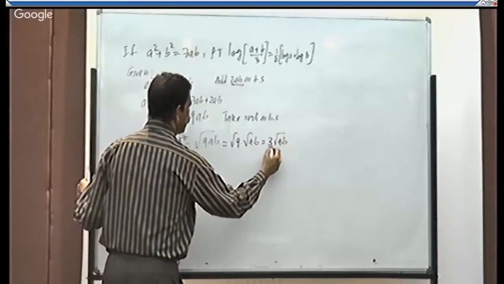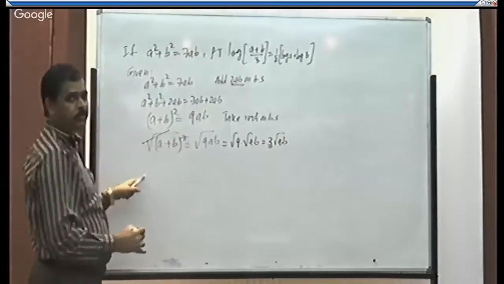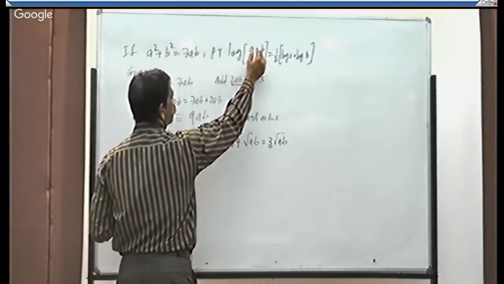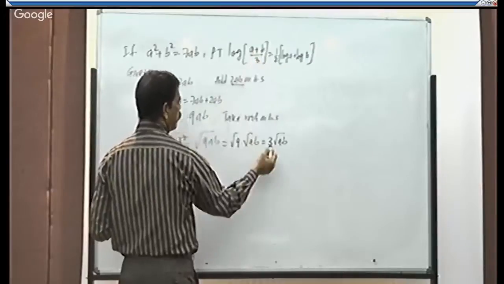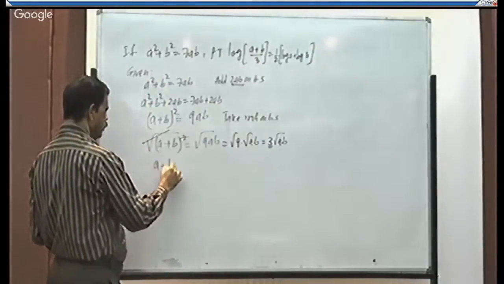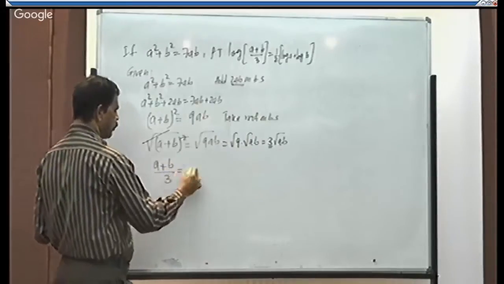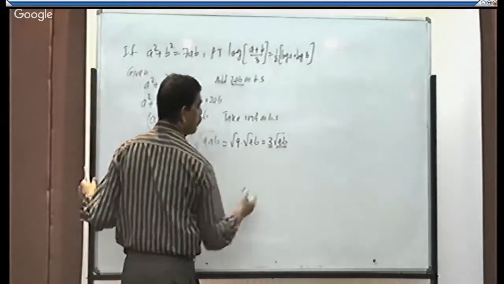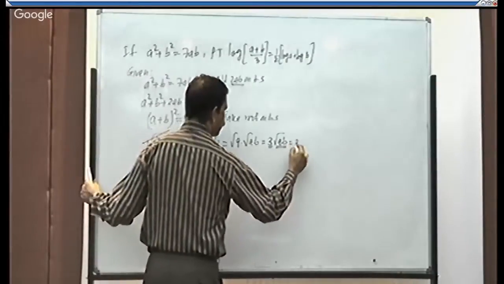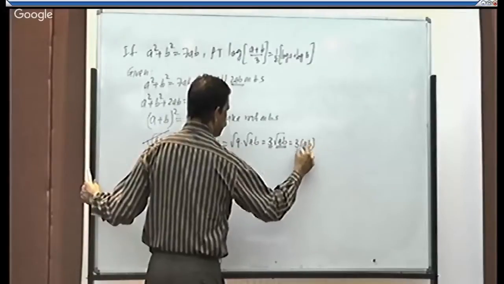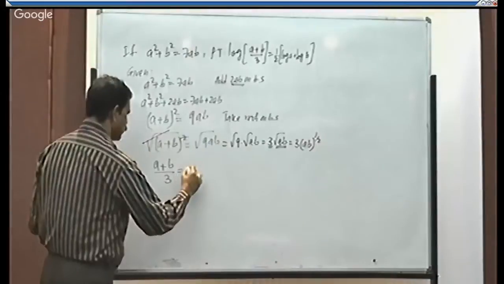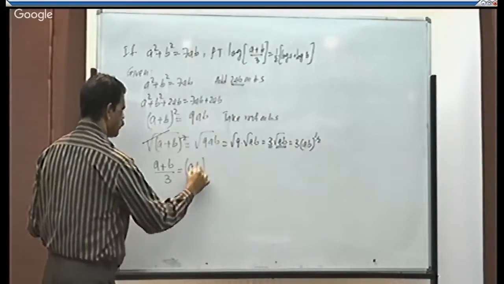I am taking this 3 to the denominator of the left hand side. Why am I taking it? See, the deriving equation is a plus b divided by 3. So on the left side it becomes a plus b by 3 is equal to root of ab. I am writing this root of ab as ab to the power of half.